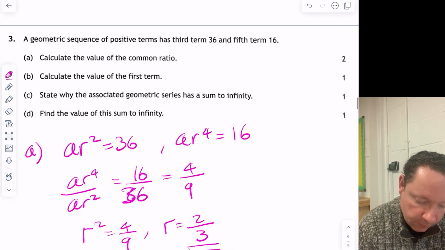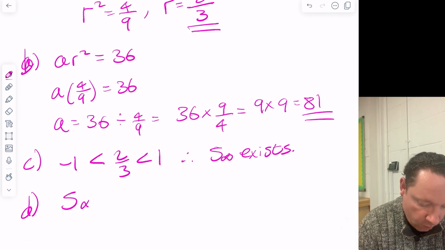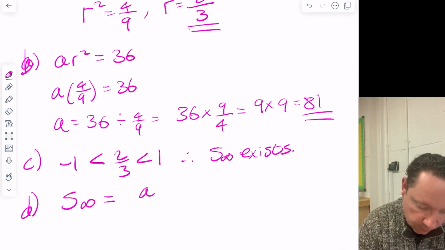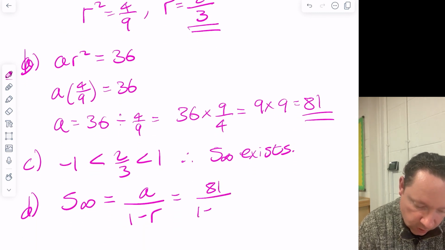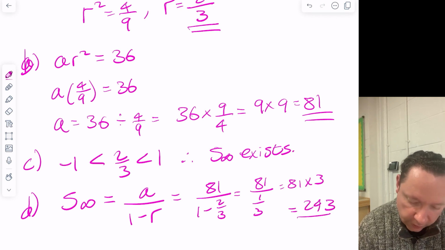Question D. Find the value of the sum to infinity. So the sum to infinity for this sort of sequence is a over 1 minus r. So that's 81 over 1 minus 2/3, which is 81 divided by a third. That's 81 times 3 then. 3 ones is 3, 3 eights is 24, so 243, and we're done there.